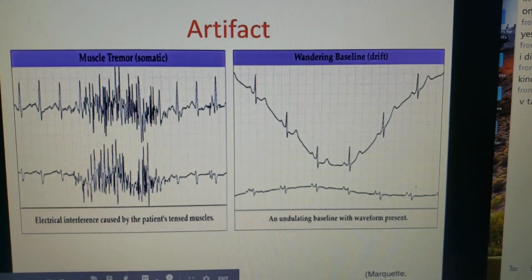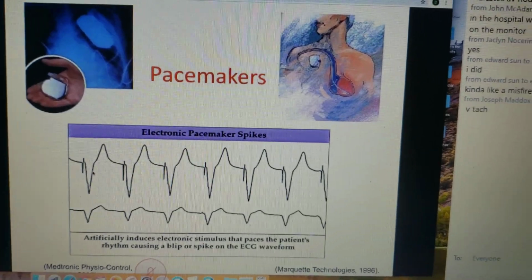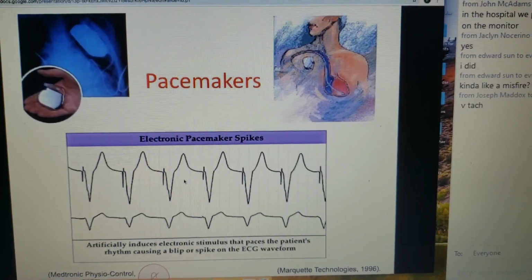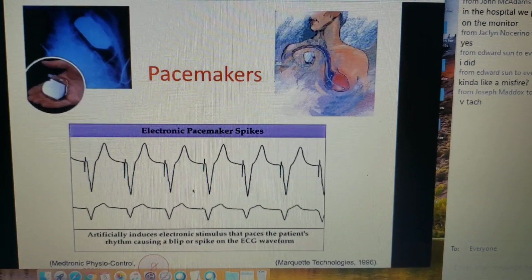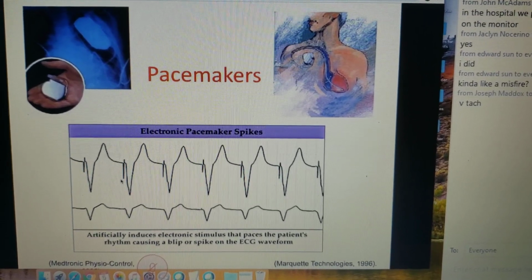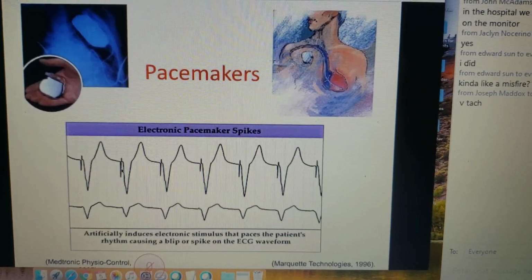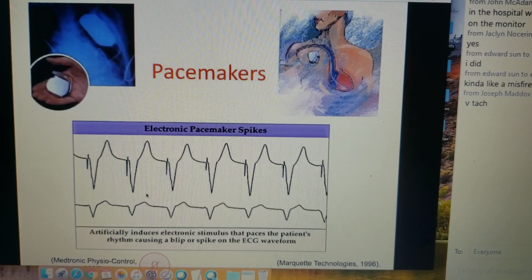Okay, all right. Last thing is pacemakers. So we have our pacemaker spikes. Every time somebody has a pacemaker, usually it's up in that right-hand side right there. They've gotten a lot smaller from the original. But they go in and they're basically creating the electrical signal through the pacemaker. So you'll see a spike, and then you'll see a wide QRS and T wave. That's telling you that they have a pacemaker.